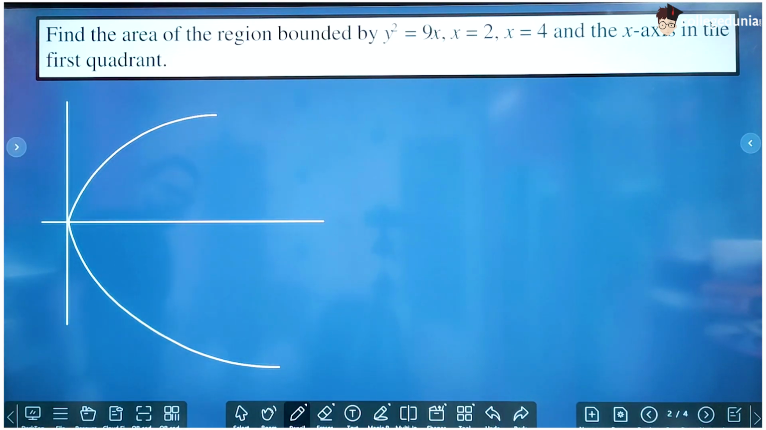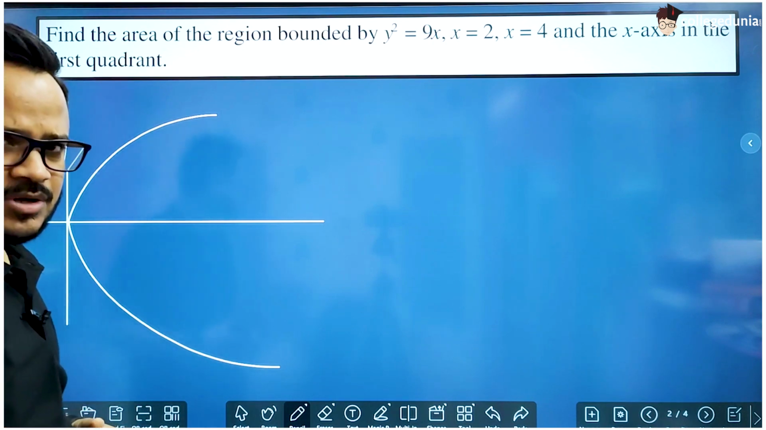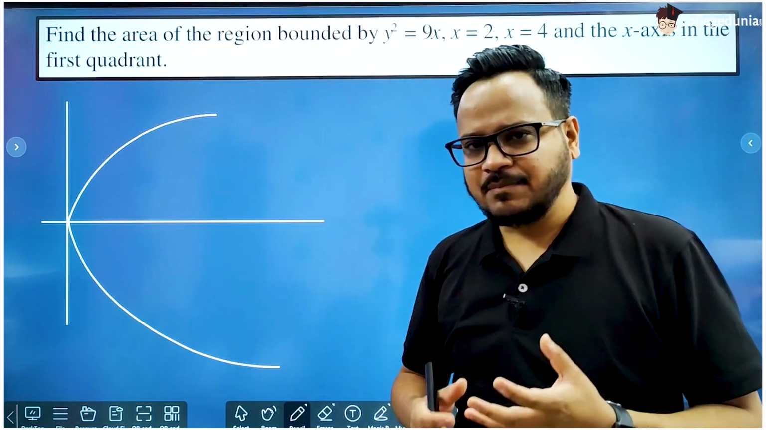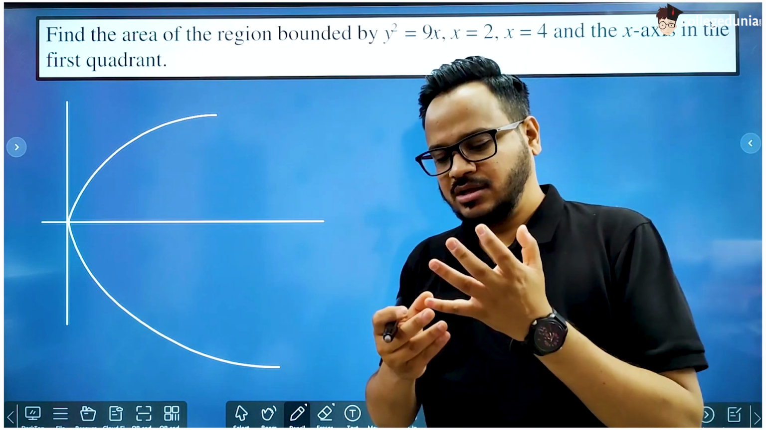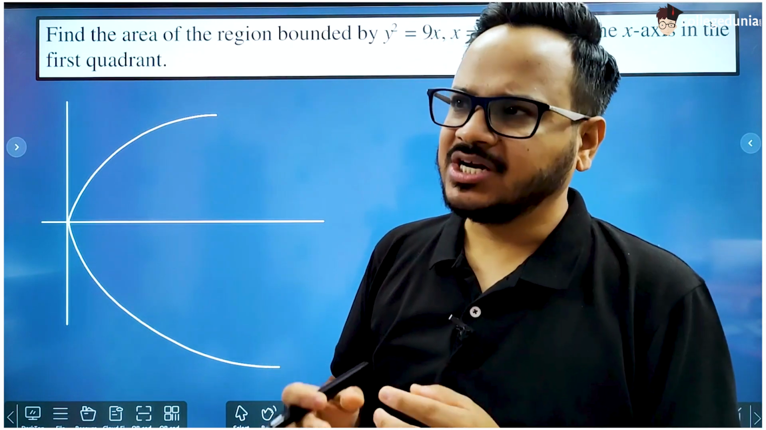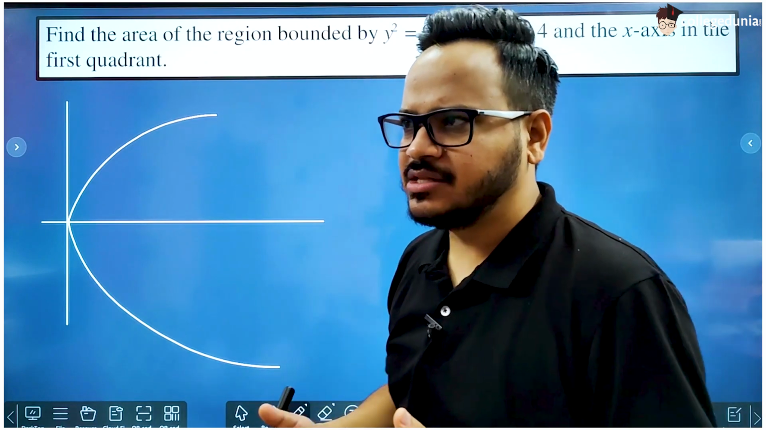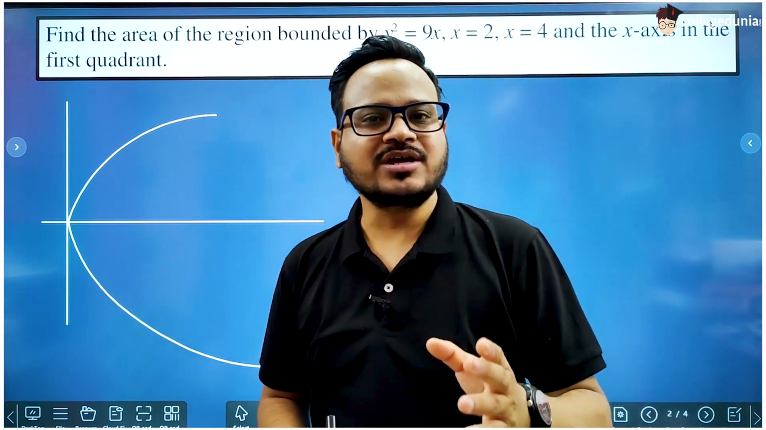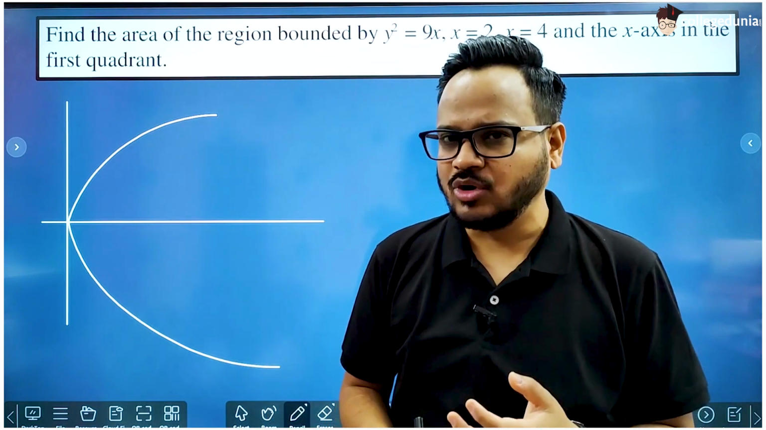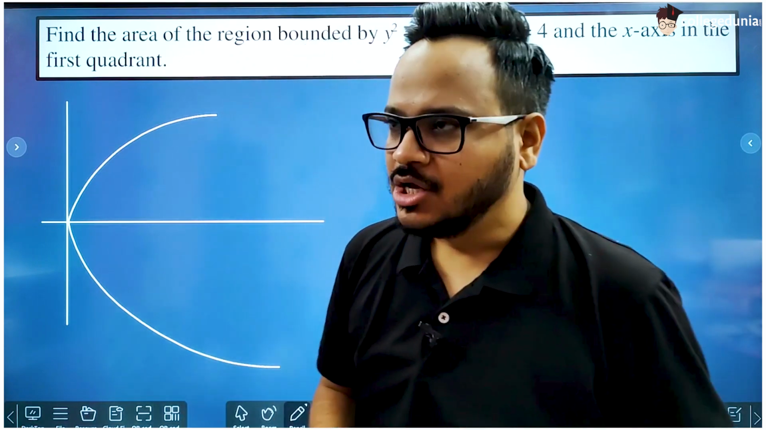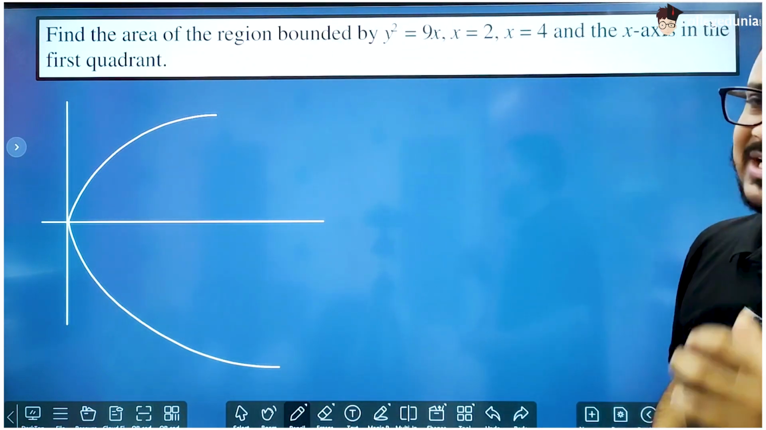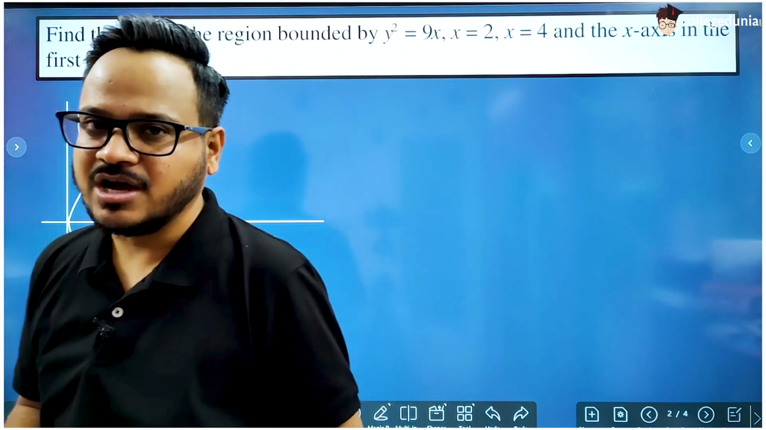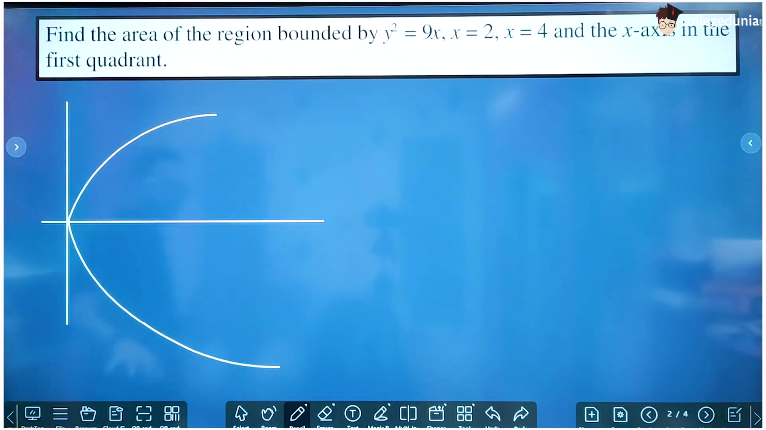To solve the questions of this exercise or this chapter, you must know how to draw these simple figures like parabola, circle, ellipse and straight line. Straight line you all know how to draw because you have drawn straight lines in class 9th, 10th, 11th. But in class 11 there was a chapter called conic sections, and in conic sections you studied how to plot the graphs of parabola, ellipse, and circle. So if you do not remember that chapter, first you have to revise it and learn how to draw the graphs of these figures. Only then you can come to this chapter and solve these questions.